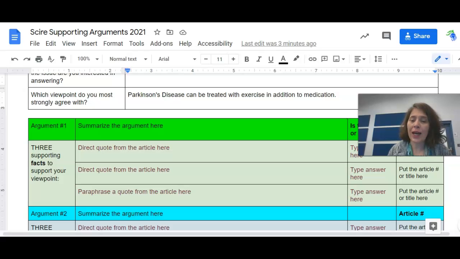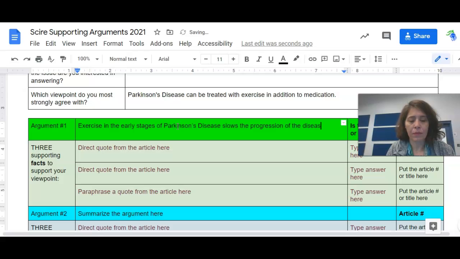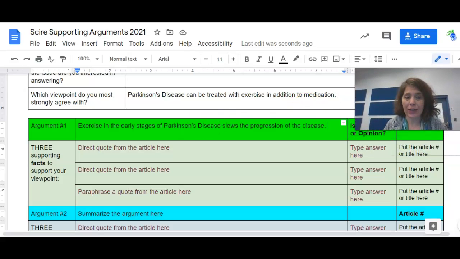So the 3 arguments I came up with based on my research are: exercise in the early stages of Parkinson's disease slows the progression. So I'm going to take that and I'm going to put it here. Now, the way I found that is by looking at all of my cards. And I found all my cards and I split them into 3 piles. And one of my piles was all about this.